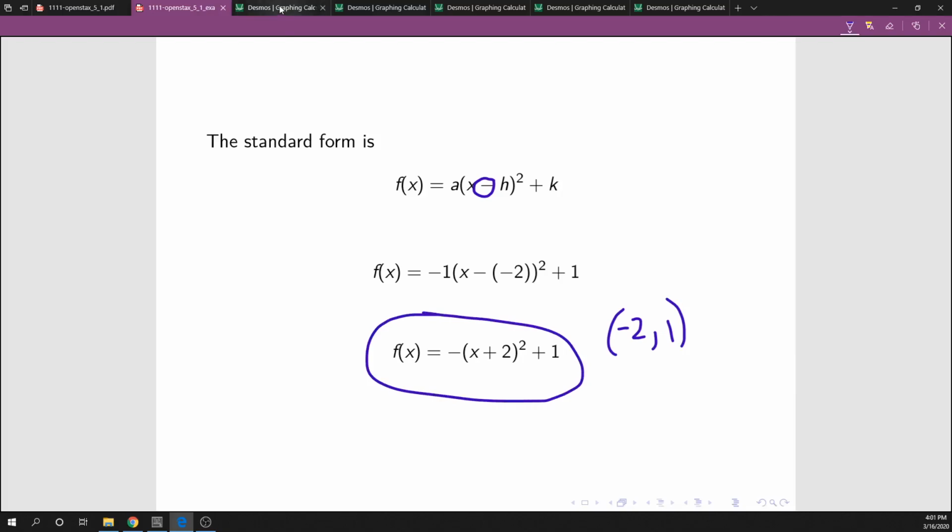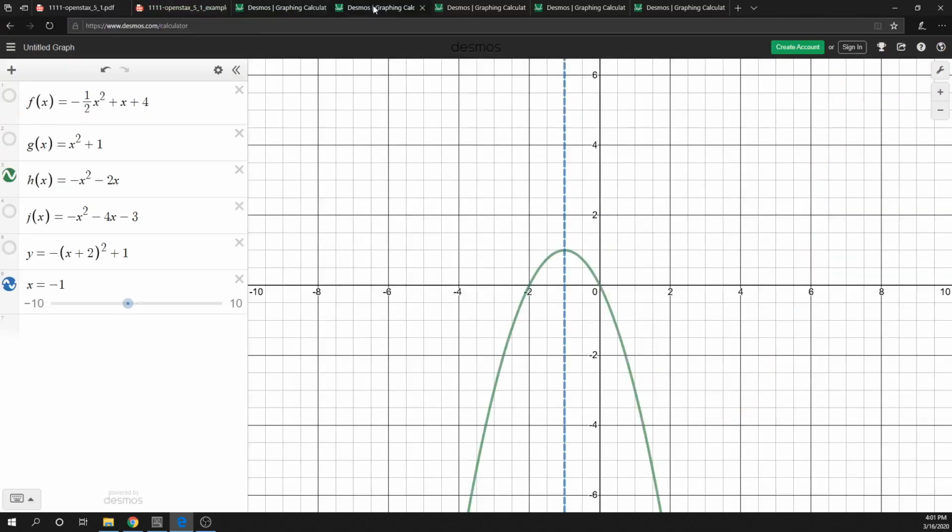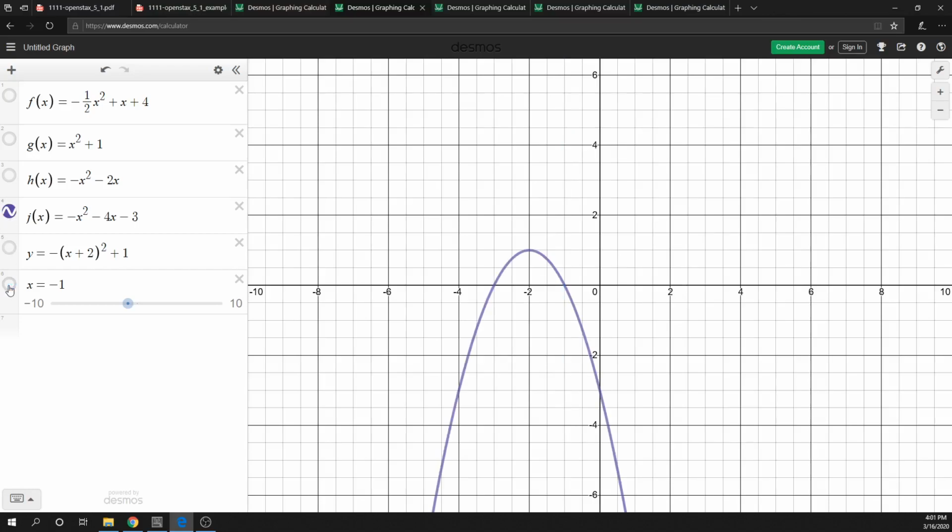All right, let's take a look at Desmos, and I think this example is here. So we started off with this parabola. We got the vertex was -2, 1, and this is our answer in the standard format. And I just graphed both of those so you can see it's giving us what looks to be exactly the same graph there.